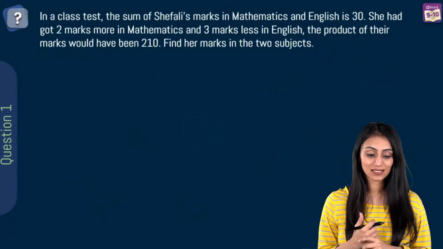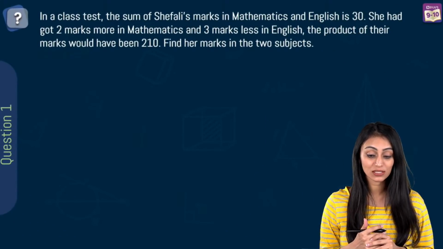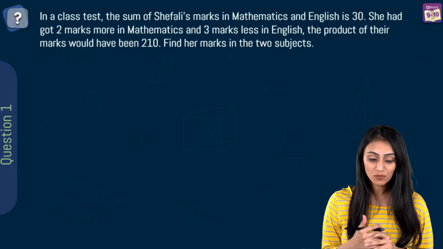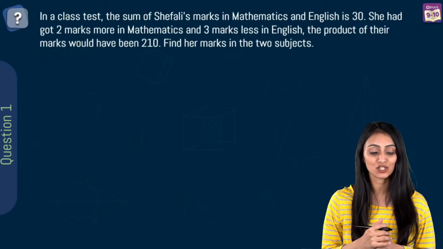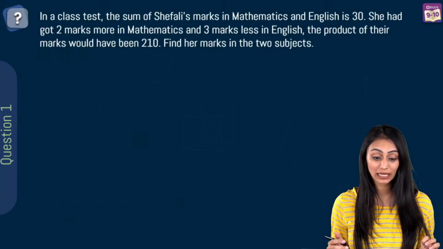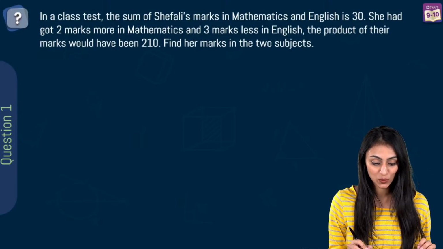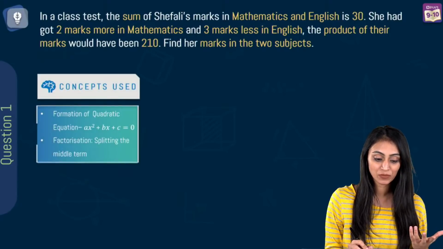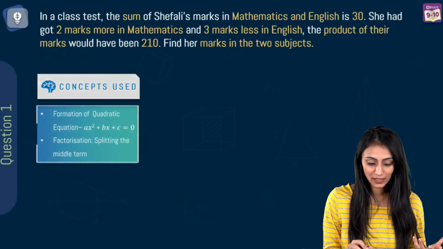So in a class test, the sum of Shefali's marks in mathematics and English is 30. She had got 2 marks more in mathematics, 3 marks less in English. The product of their marks would have been 210. Find her marks in the 2 subjects. So we are talking about 2 subjects over here, right? So basically it's a concept of quadratic equations, right?